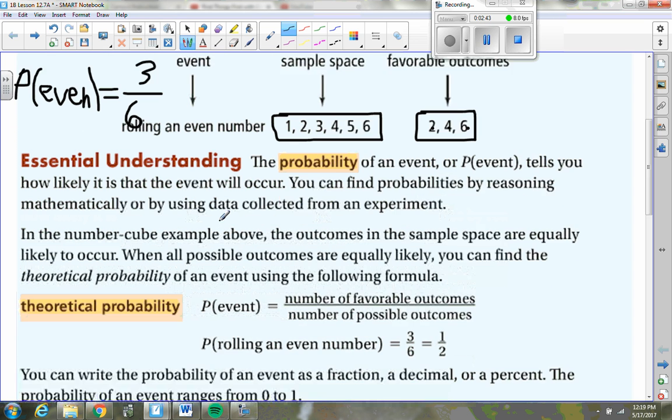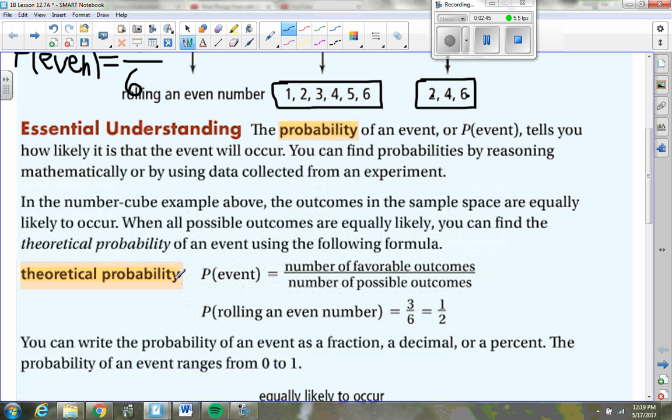Okay. So, as I mentioned, the theoretical probability, which is what we're focusing on today, the probability of that event happening theoretically, is the number of favorable outcomes in the space over the total number of possible outcomes. So as I mentioned, the probability of rolling an even number is 1/2, right?